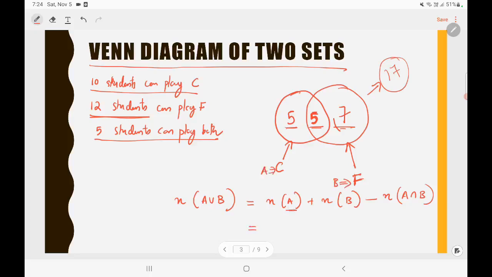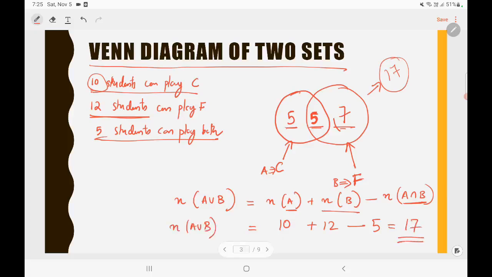Then n of A means the number of students who can play cricket, that is 10. Then the number of students who can play football is 12, plus 12. Then minus A intersection B, the number of students who can play both cricket and football, that is 5. So 10 plus 12 is 22. 22 minus 5, you will get 17. This is n of A union B.